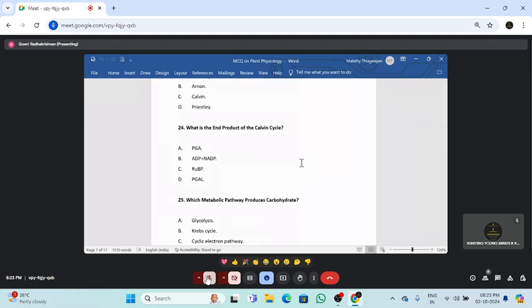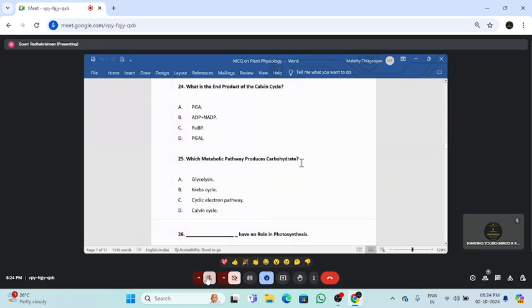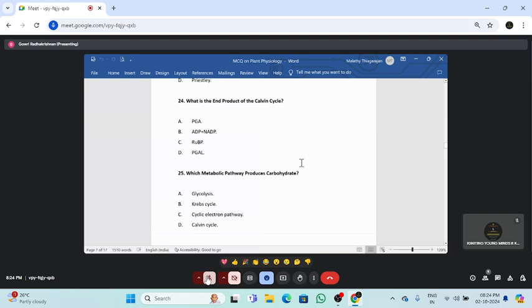Then the 24th question: what is the end product of the Calvin cycle? Option A. No, it's option C. Ribulose biphosphate. Actually, we answered a similar question, isn't it? What is a stable product obtained in the Calvin cycle? Same, it's framed differently. That's all.